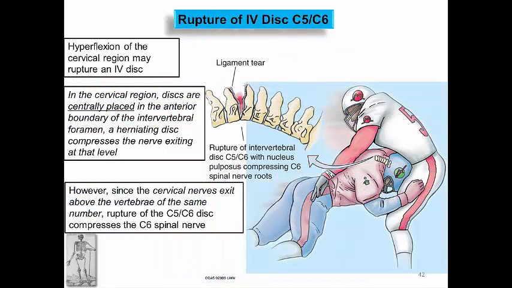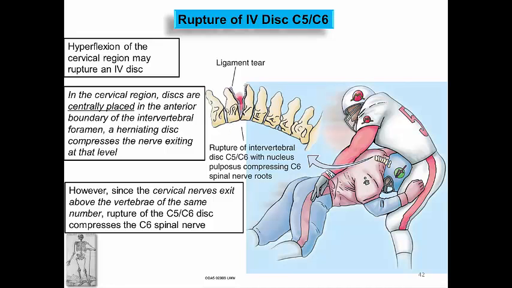Another injury that might occur, especially in a football tackle, such as here, if you have a head-on tackle, you might actually rupture an IV disc. In this case, it happens because of severe hyperflexion of the cervical region. And one difference that we have here in the cervical region as compared to the lumbar region, here we have the discs in the middle, so they're centrally placed.